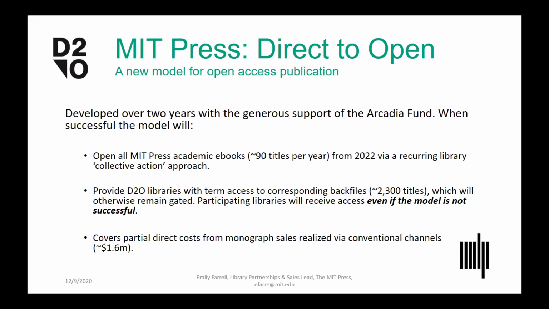And so when we talk about monographs, we do mean that broadly to also include edited academic works, but not trade books. We'll offer 2 collections, and library supporters will receive an incentive. They'll have term access for a year to the corresponding back file for the collection or the collections that they support, which will remain gated. So prior years will remain gated. The model aims to recover about 55% of first copy direct costs for a target of 1.6 million.